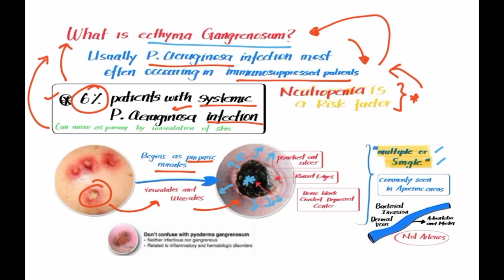They are commonly seen in apocrine areas. And there's another point to be remembered. These punched out lesions will extend to dermal veins. And this will also erode the dermal veins up to the adventitia and media, not the intima. So it's also good to remember these points. And this erosion will spare the arteries as well.